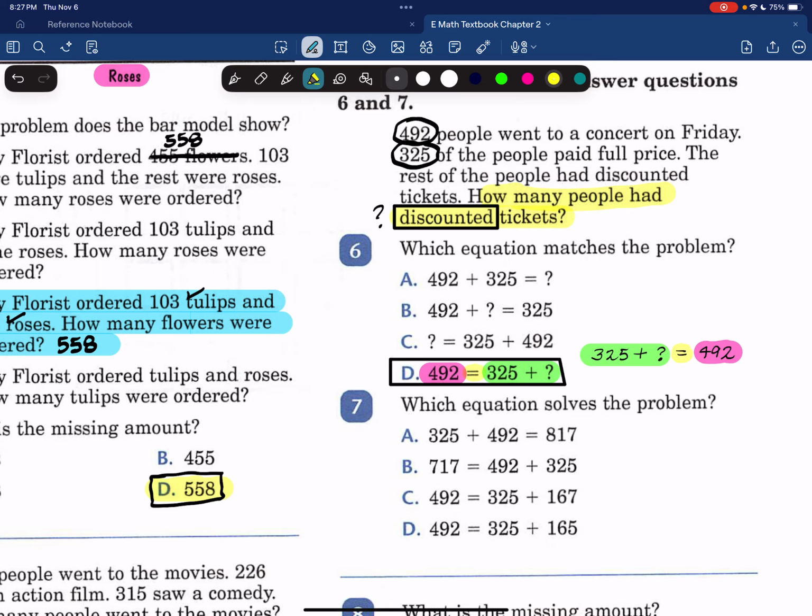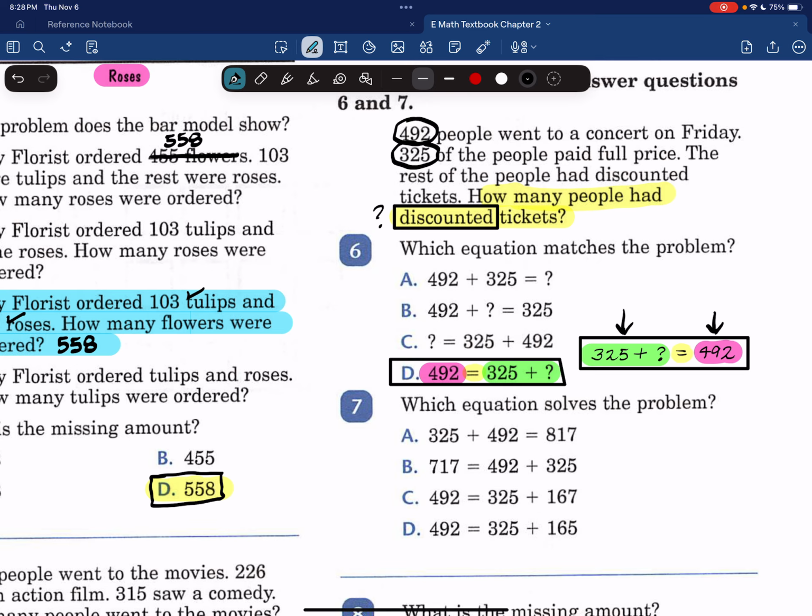So our equation, which is this one, and their equation match. They're the same thing. You can move things around an equal sign as long as your pieces match. So the 325 plus the question mark is together, and then the 492 is on the other side of the equal sign. So it's fine to flip it around as long as you don't move your pieces around. Okay.